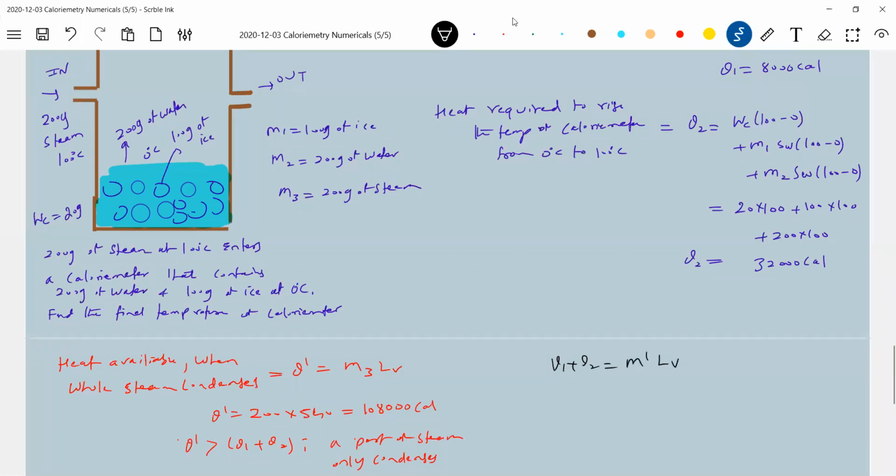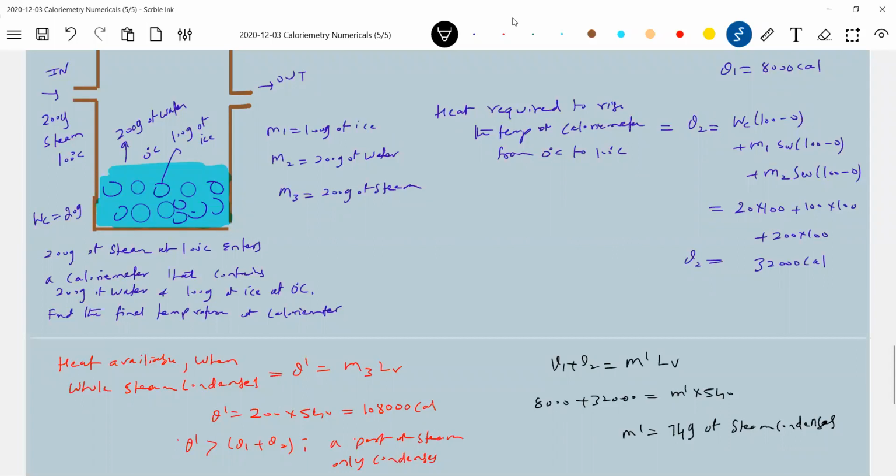So therefore, now what I do is Q1 plus Q2 equal to m dash into Lv. What is m dash? Mass of steam that condenses. So this will be 8,000 plus 32,000 equal to m dash into 540. Anybody have the value? 74. Yeah. So 74 grams of steam condenses.